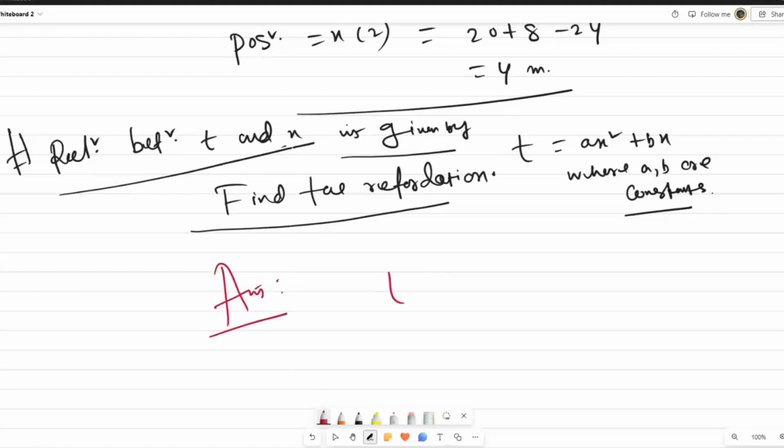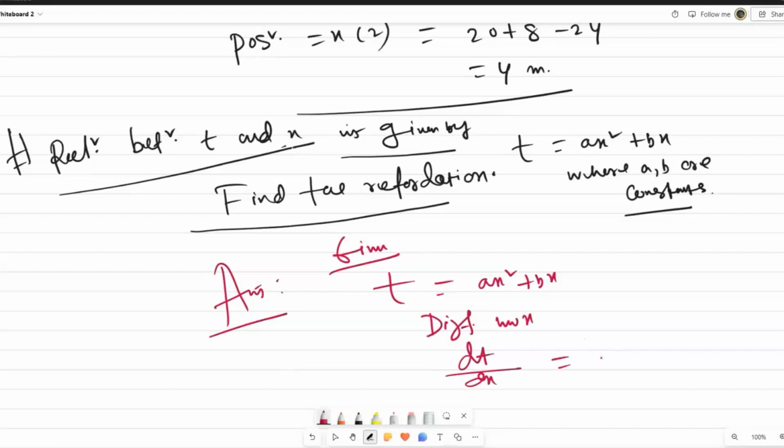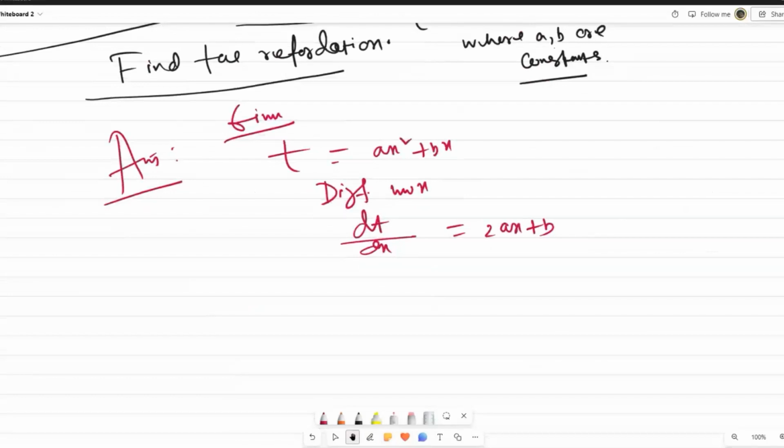You keep it this way. Given t equal to ax square plus bx, so differentiating with respect to x, dt by dx we get the derivative of ax square plus bx, we have to write 2ax plus b. Understood? Just differentiate, no difference. Just differentiate it with respect to x.